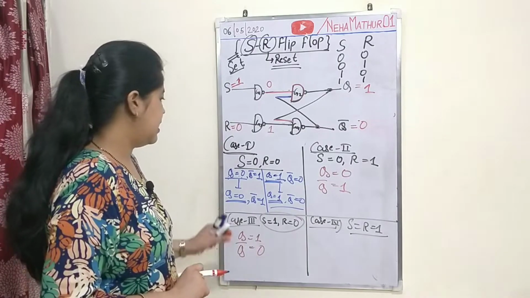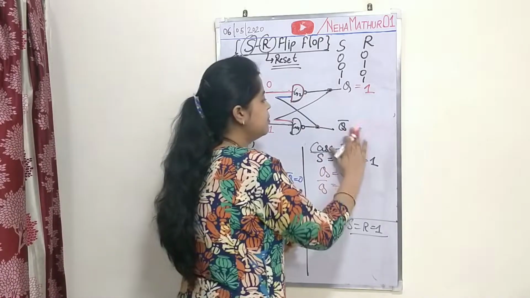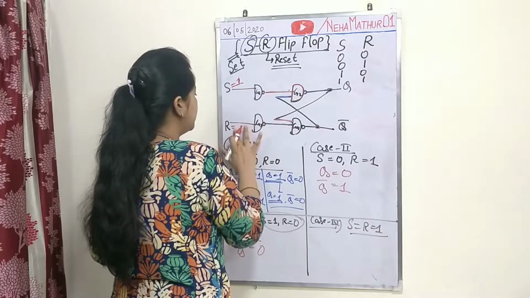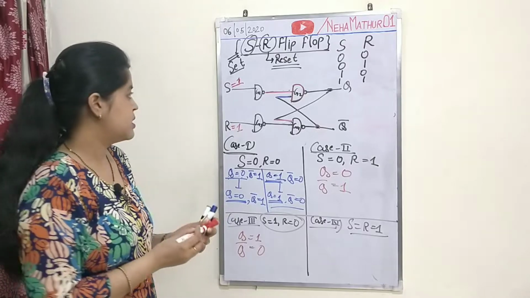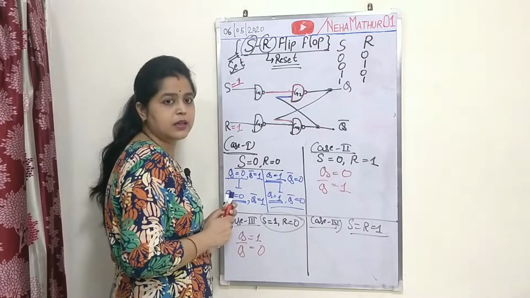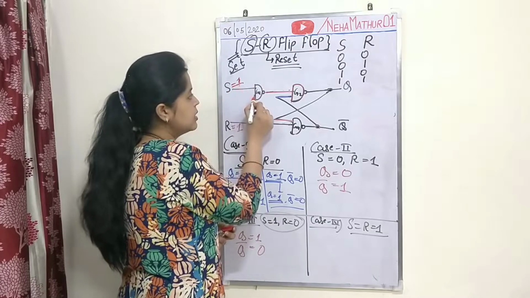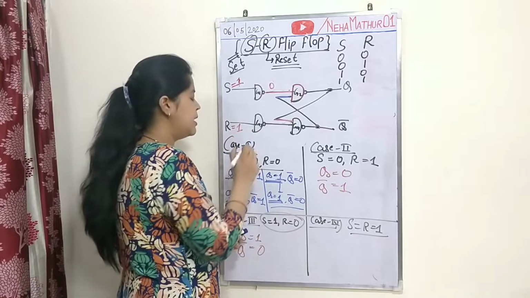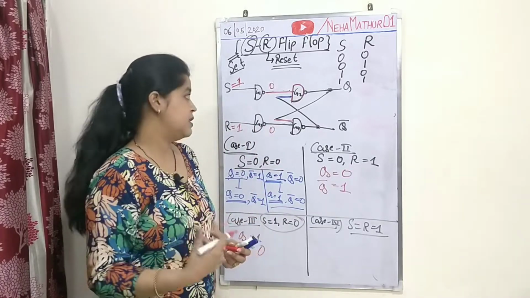This is the explanation for the third case. Now come to the fourth case, in which both S and R are equal to 1. Since S is equal to 1, the output of G1 will be 0 because it is working as an inverter. Similarly, the output of G3 will also be 0 because it is also working as an inverter.